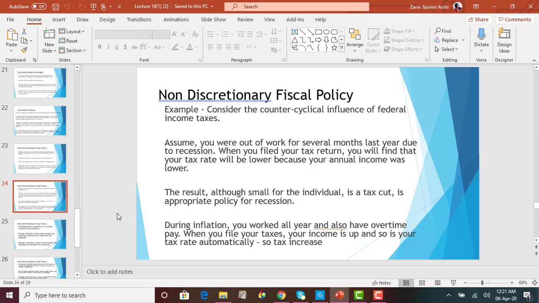This system was already built into the economy, and when your income decreased, your tax rate also decreased. So the tax rate adjusts with your income. That's an example of non-discretionary fiscal policy, where it is triggered when there is a decrease in income.